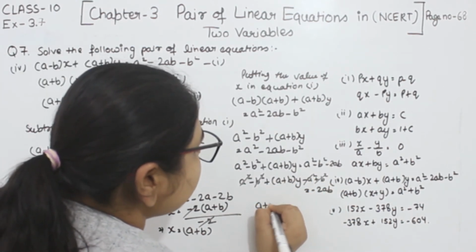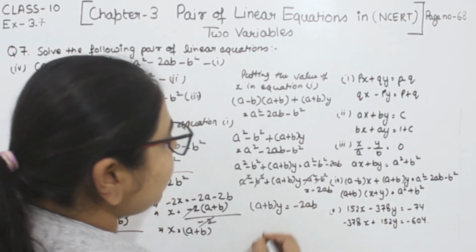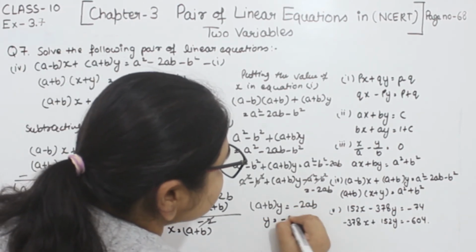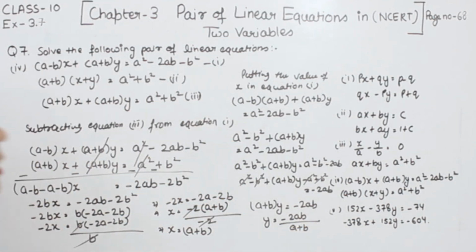So here we have (a plus b)y is equal to minus 2ab. Now y is equal to minus 2ab divided by (a plus b). So the value of y is equal to minus 2ab divided by a plus b. This is the value of x and this is the value of y. This one is part 4.